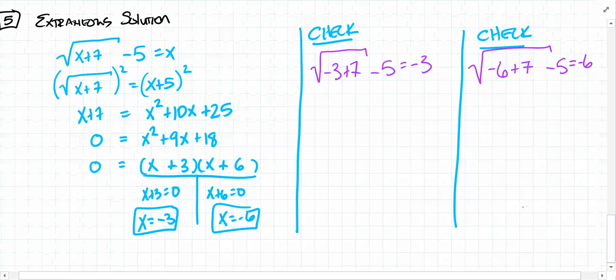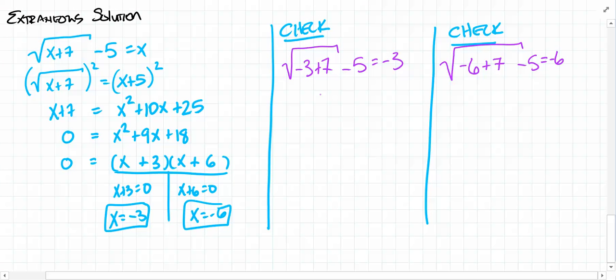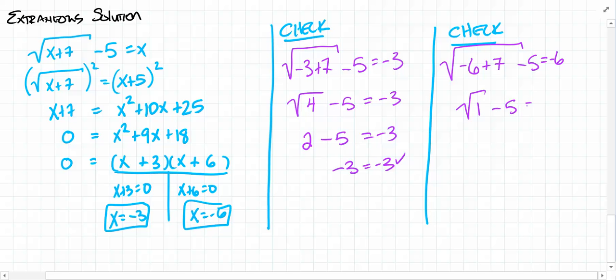On the left-hand side, I get the square root of, what is this? 4 minus 5, does that equal negative 3? Yes, because the principal square root of 4 is 2. 2 minus 5 is the same thing as negative 3, so negative 3 equals negative 3. Okay. Then, on this one, I get the square root of 1 minus 5 equals negative 6. Well, 1 minus 5 does not equal negative 6, because negative 4 doesn't equal negative 6. So therefore, it tells you that negative 6 is the extraneous solution. The only one that would work is x equals negative 3.